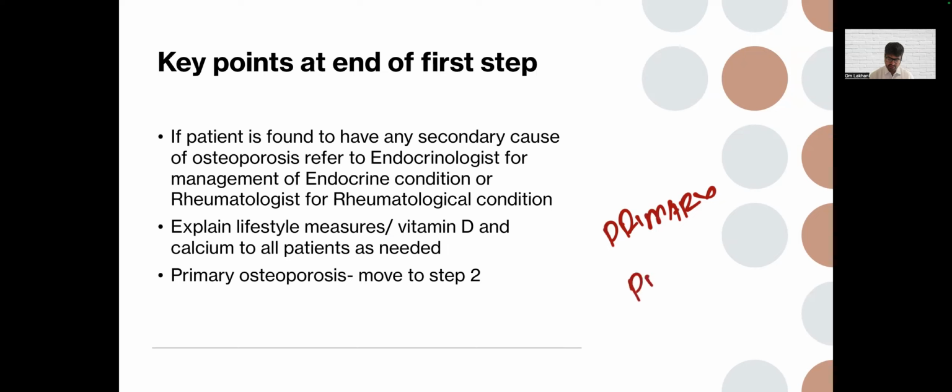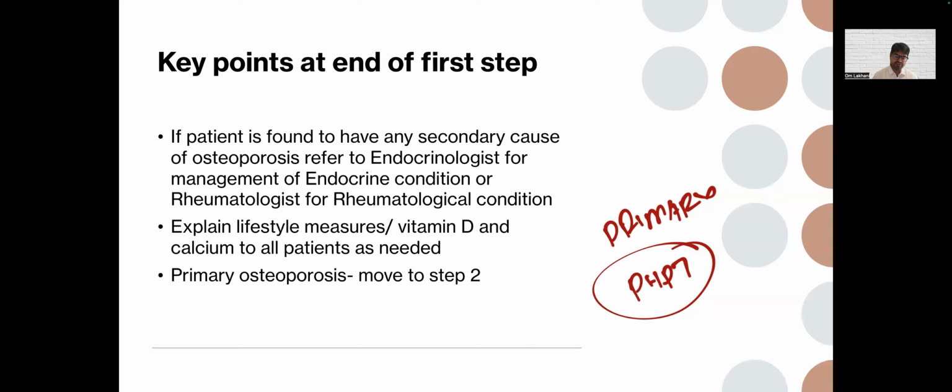So PHPT, or primary hyperparathyroidism, should not be missed. A simple thing to do is a calcium and PTH value. And if both your calcium and PTH values are high, it is primary hyperparathyroidism. And all these patients should be referred to an endocrinologist before any form of treatment is considered.